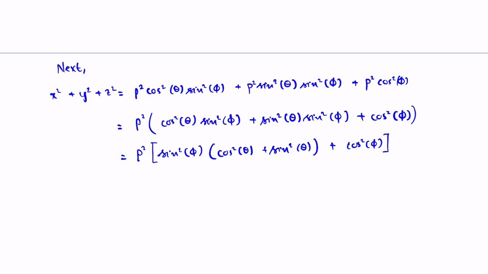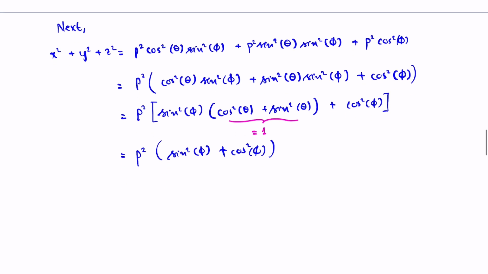For cosine squared theta plus sine squared theta, that's going to be equal to 1 because that's the trigonometric identity. And you're left with rho squared times sine squared phi plus cosine squared phi. And again, what we have here is equal to 1, which is a trig identity. Therefore, you obtain x squared plus y squared plus z squared equal to rho squared, or rho is going to be equal to the square root of x squared plus y squared plus z squared.